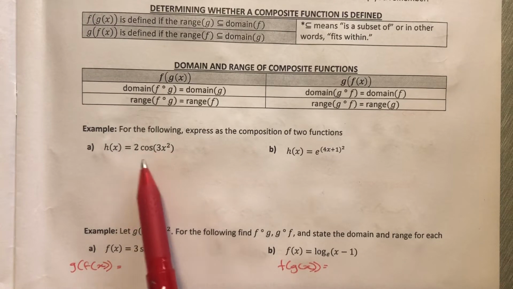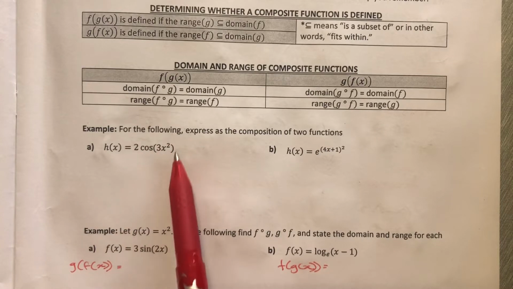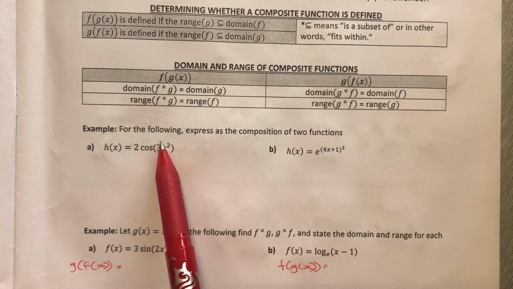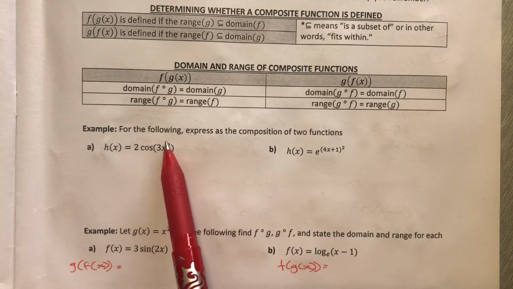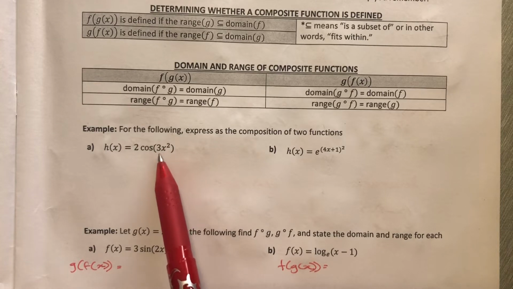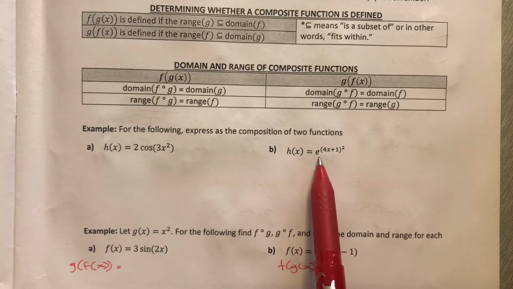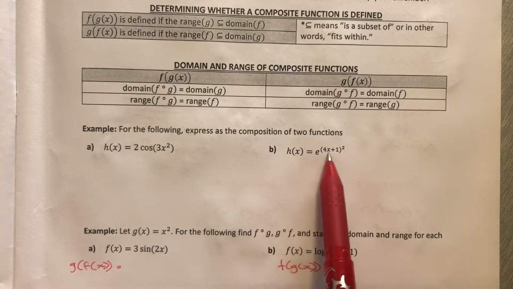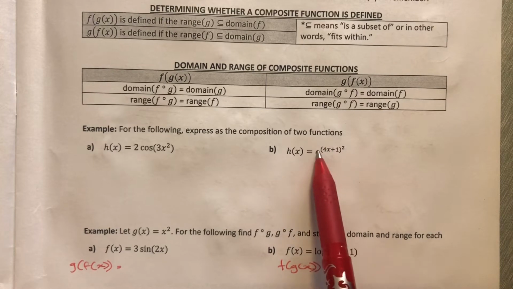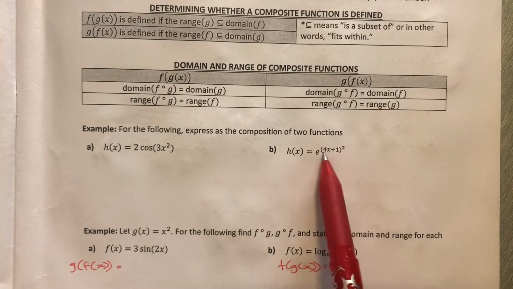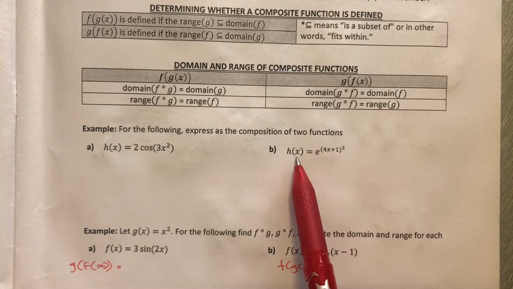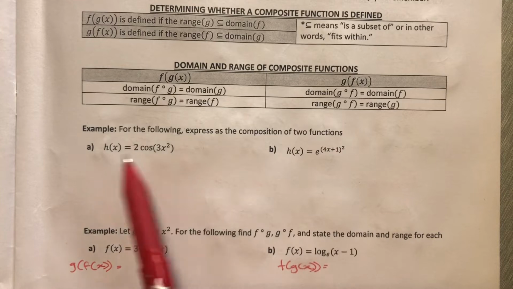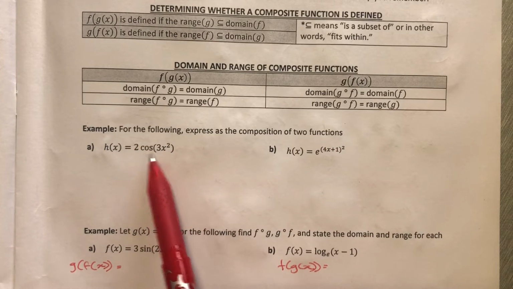So this is one function here, isn't it? Like the whole thing put together. But if you look in this section here, you've also got a 3x squared. That's sort of a function on its own as well. Same with this one over here. You've got the function of the whole thing, but then this part in the power, that's sort of a function as well, isn't it? So instead of just saying h of x equals this or h of x equals that, we're going to split this up into two different functions.